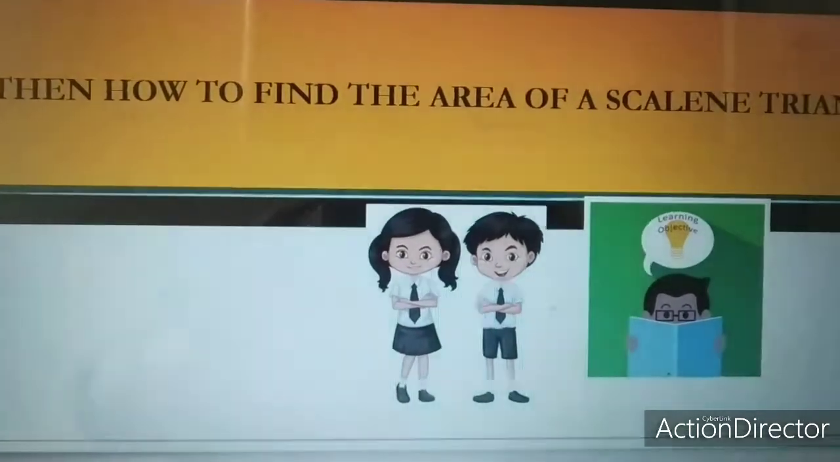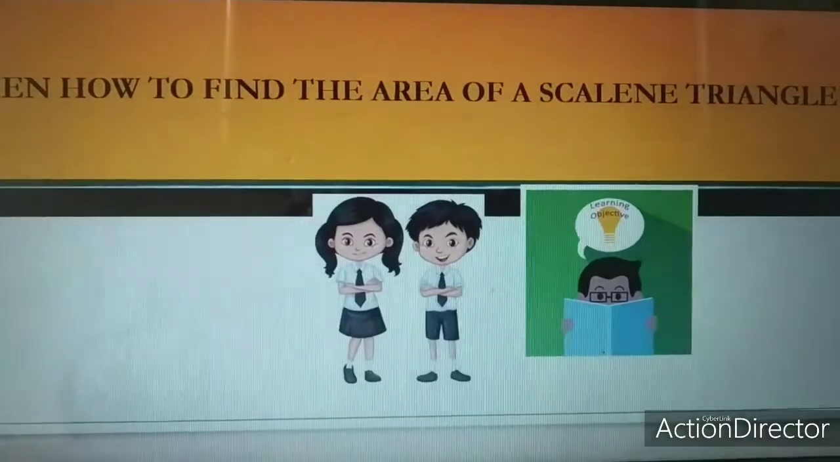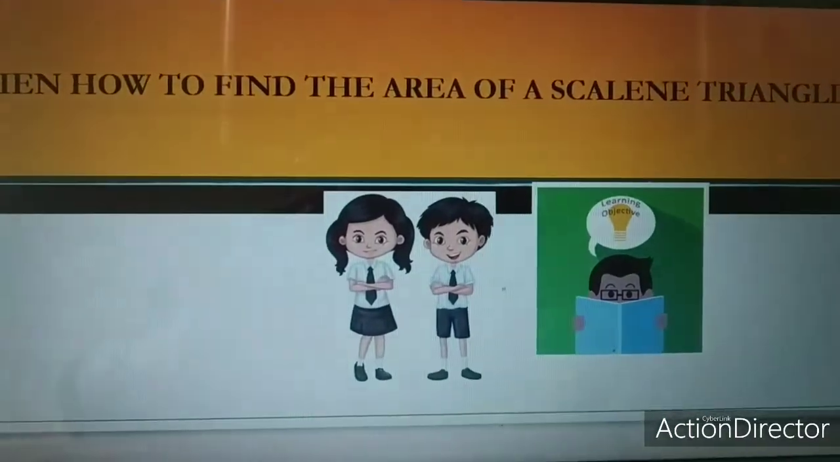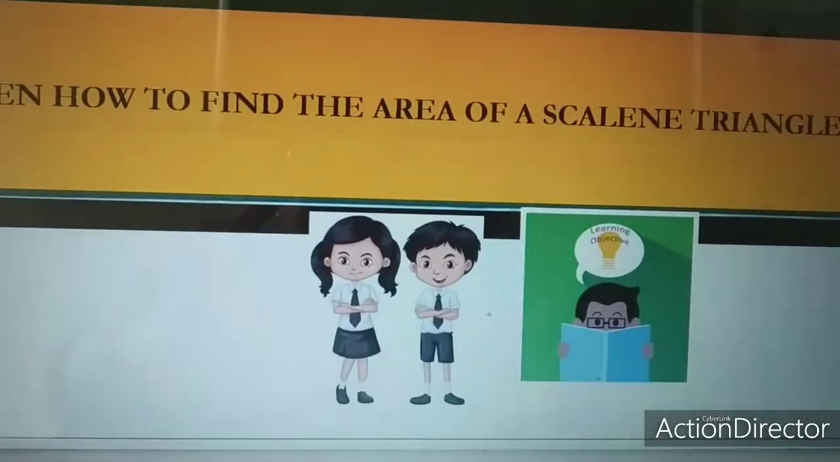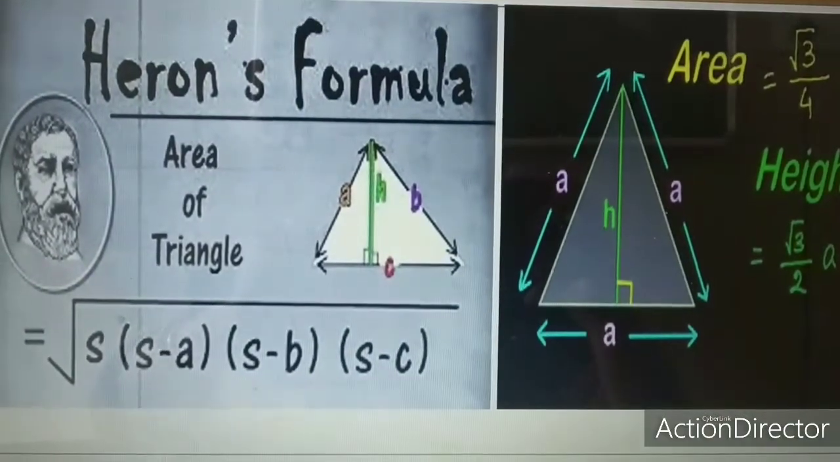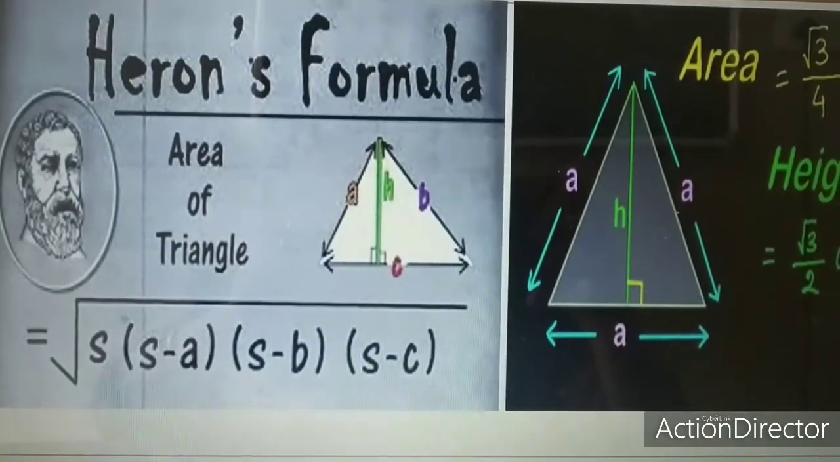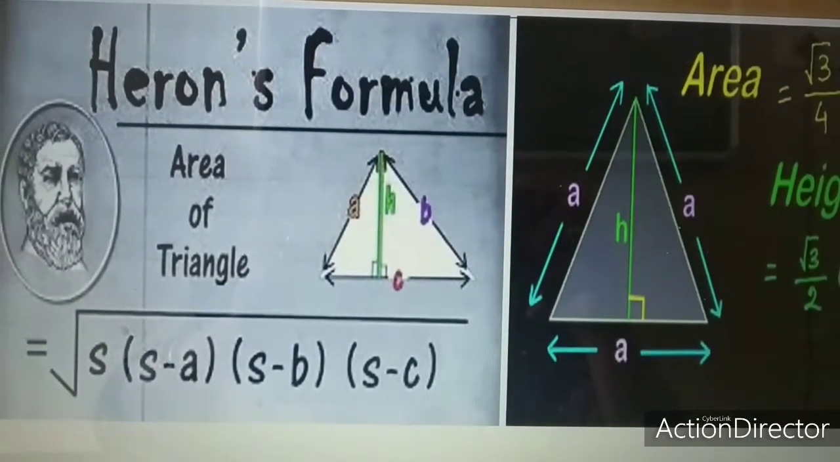Children, can you tell me how can you find the area of a scalene triangle where no height is given in the triangle? So let me explain you how this can be found. Heron, a famous mathematician, he worked on applied mathematics and wrote 3 books on mensuration.